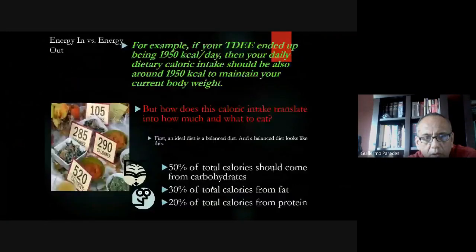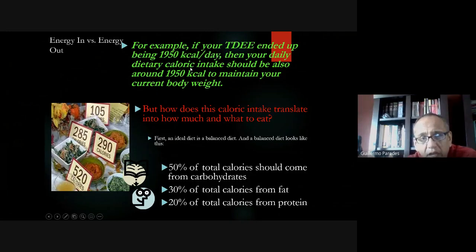Okay, let's read this. For example, if your TDEE ended up at 1,950 kilocalories per day, then your daily dietary caloric intake should also be around this amount to maintain your current body weight. But yes, you can maintain your body weight, and it's a way to lose weight, I guess, because next year, if you're not doing anything, you will gain half a pound for free. And that is because the metabolism starts to go lower with age, correct?